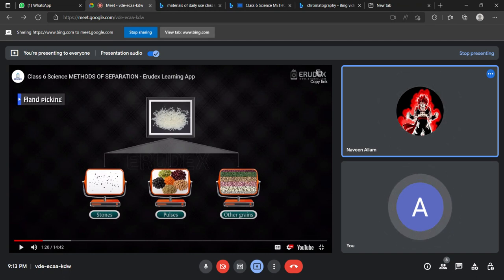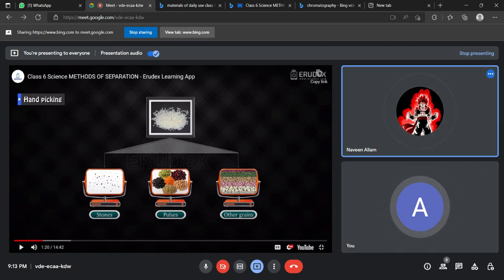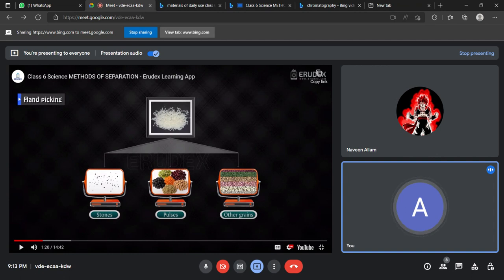No, right? Why? Because the size difference between the salt particles and sugar particles is very less. It is approximately the same size, and the color is also the same. Both are white. So it will be very difficult for you to distinguish which particles are actually salt and which are sugar. So you cannot use hand picking for separating a salt and sugar mixture.